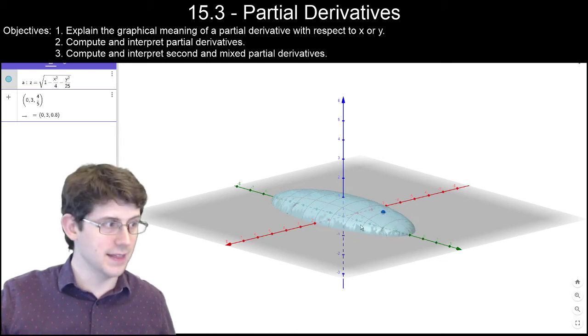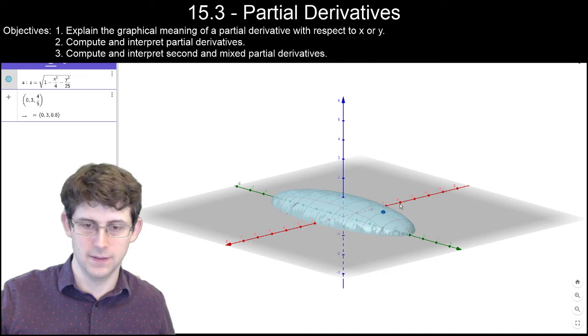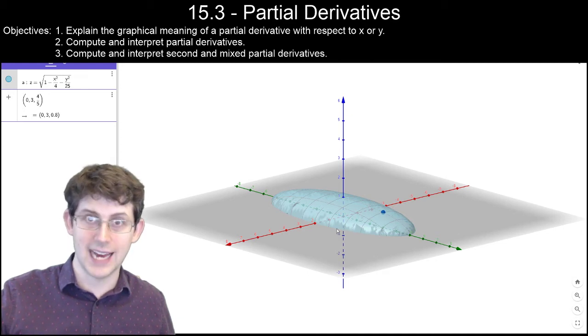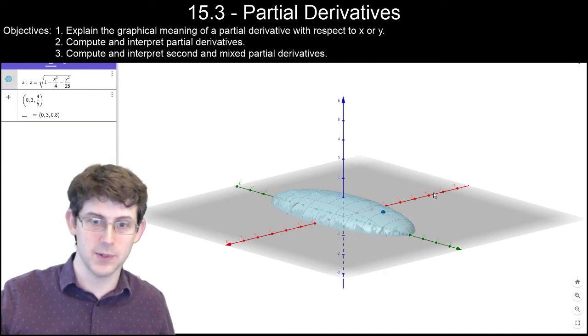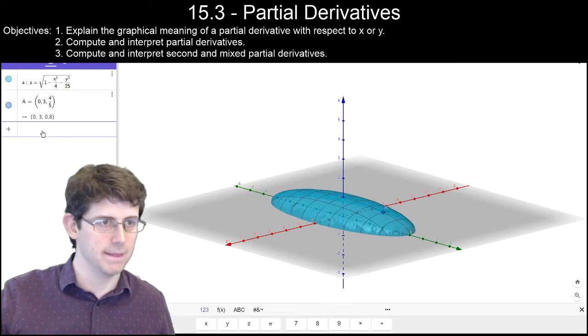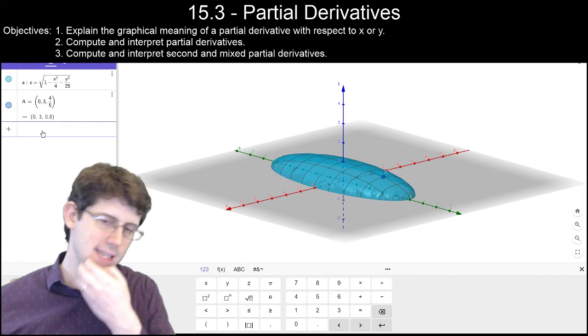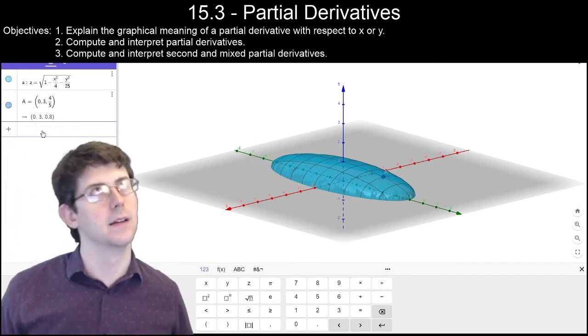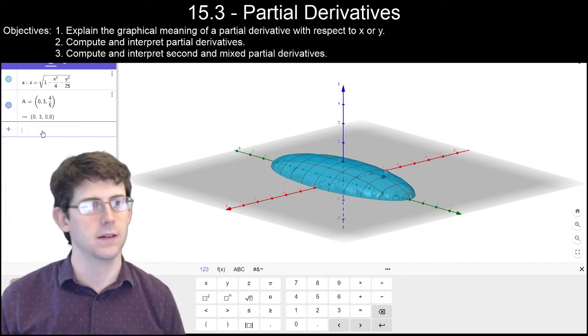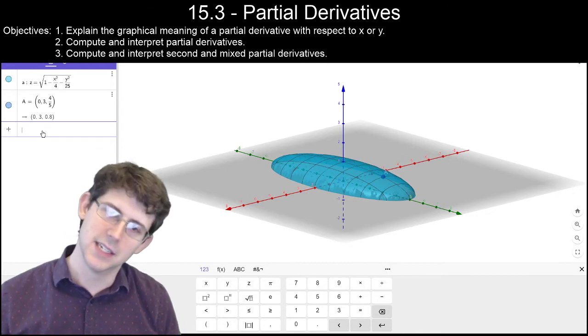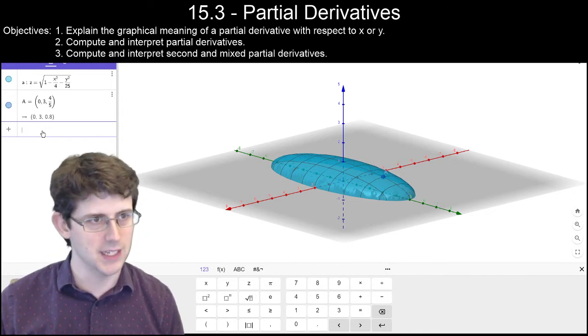If you walk in the x direction, it's flat. We're at the top of the ellipsoid if you're thinking in the x direction. I wonder if I can get that to show up. I should be able to get that by just fixing y equals 3.